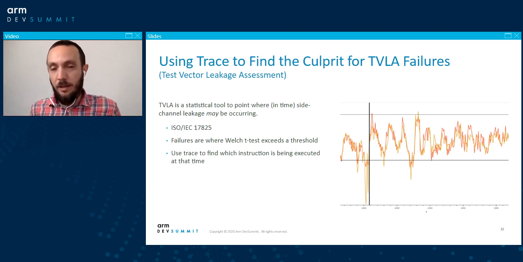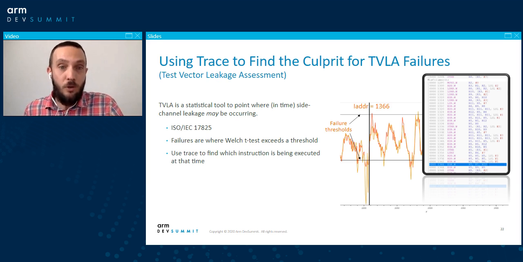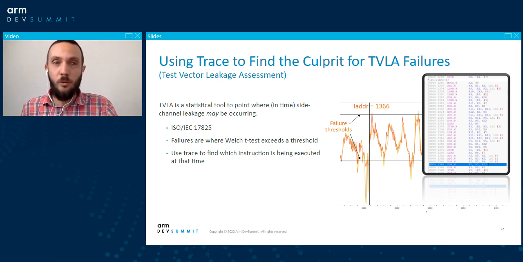The output of the TVLA test is a time-based waveform, and whenever the waveform exceeds a certain threshold, it tells you this test failed. So you'd be interested, of course, as a developer to know when this happened, right? So trace to the rescue. Here, the vertical black line showed where the threshold was exceeded. So then you can use trace to find out what was the address at that time with a little bit of trial and error to really pinpoint what the actual instruction was. So that's really cool too.